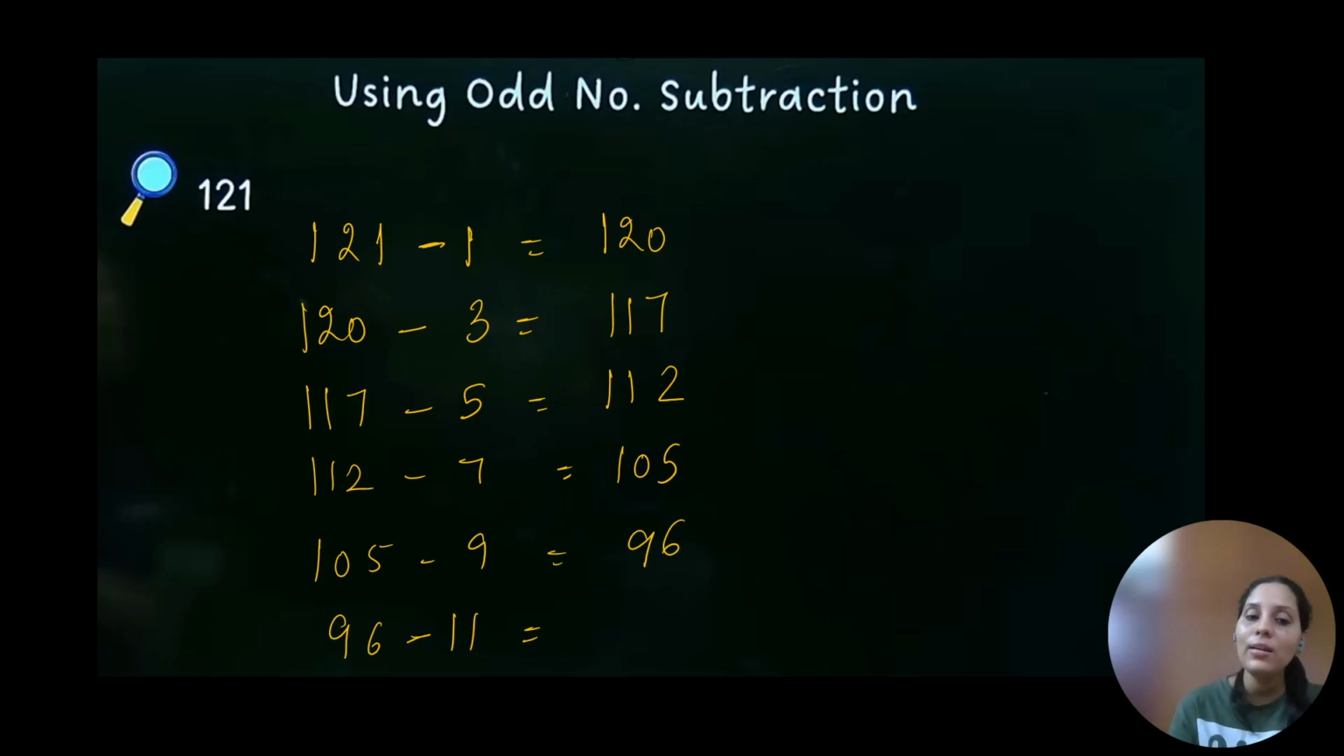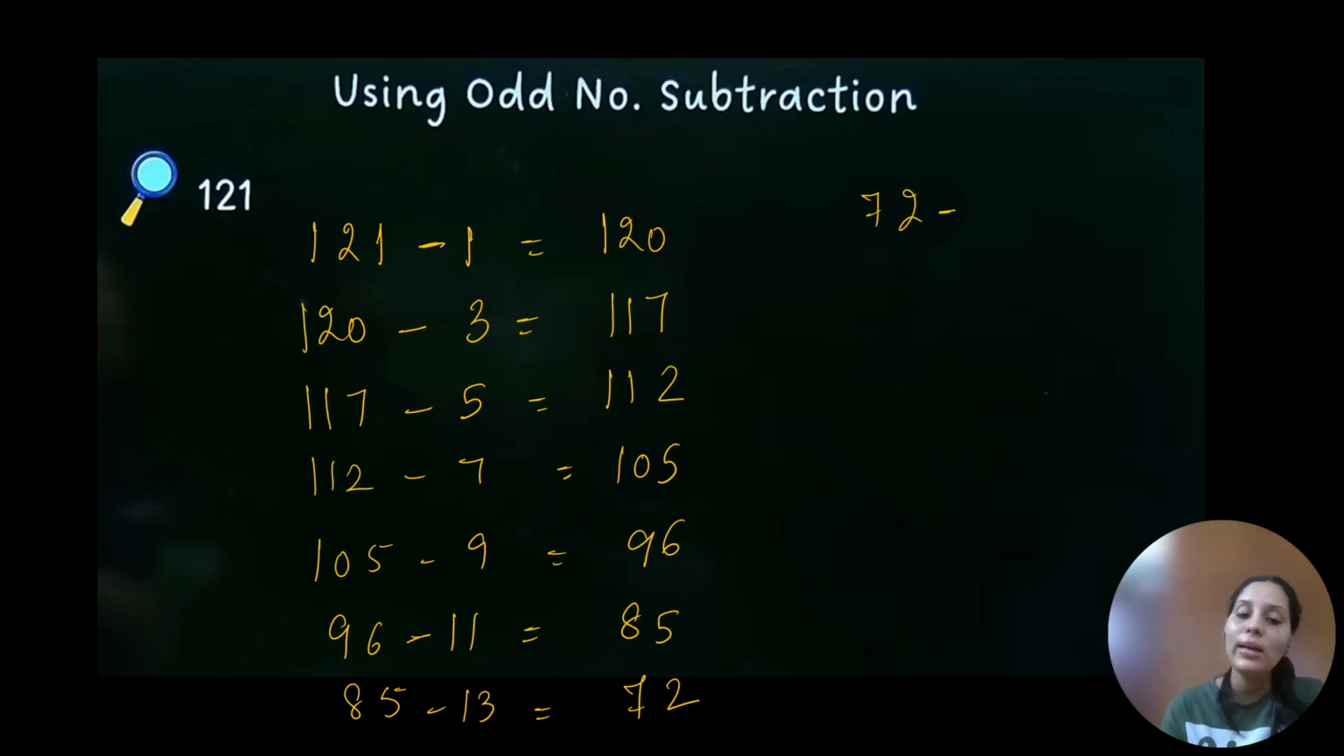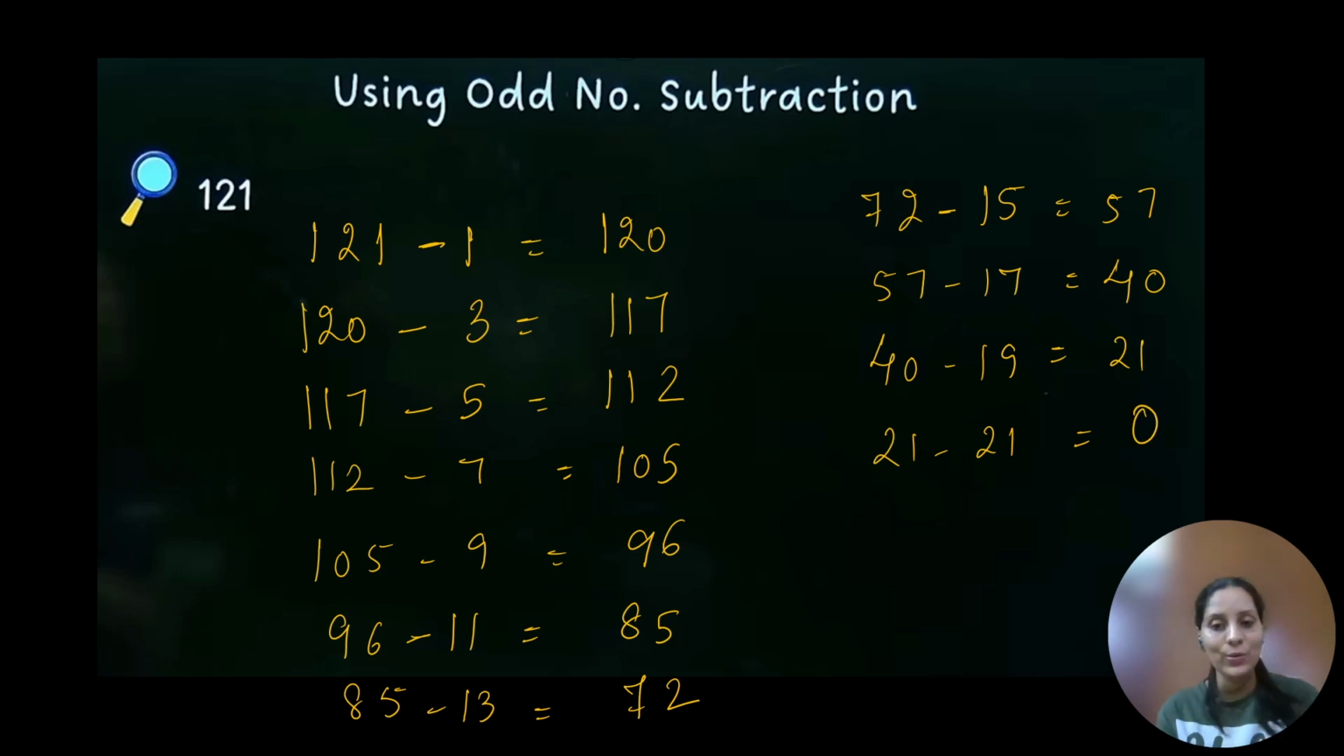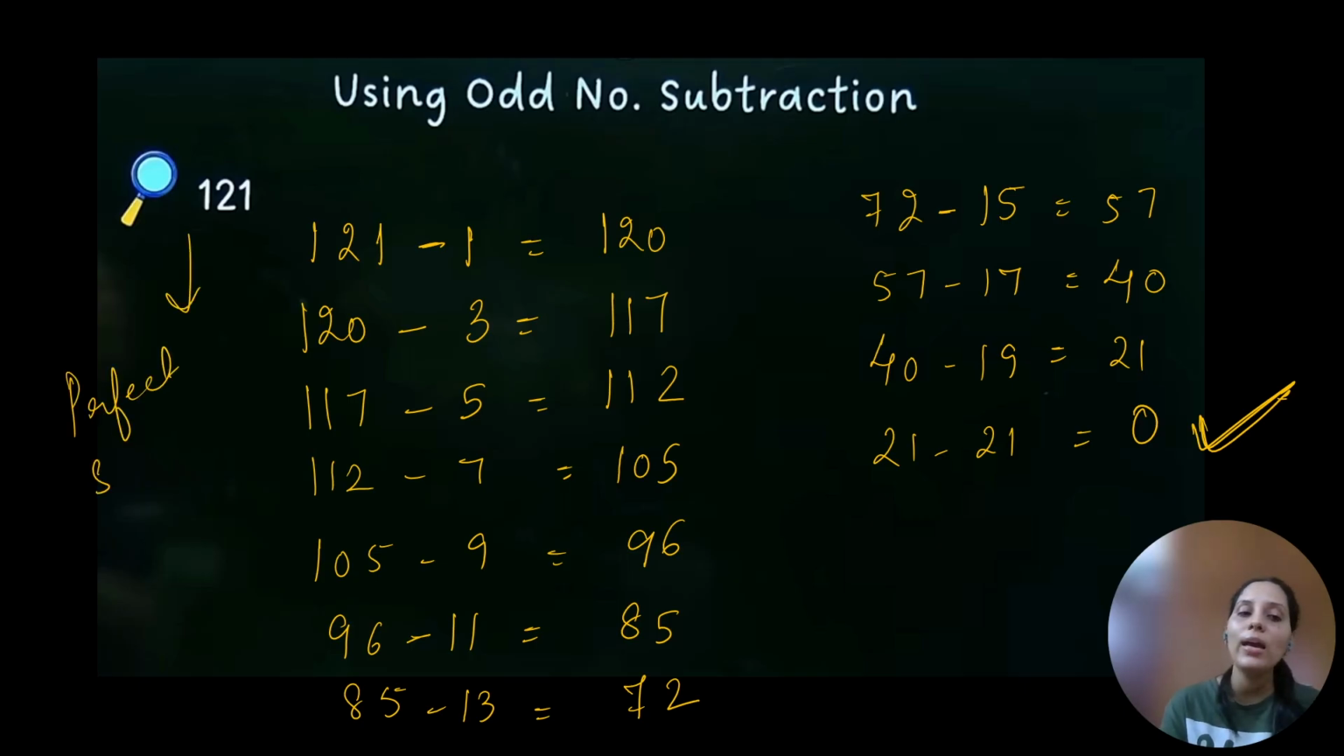96 minus 11 will be 85. 85 minus 13 will be 72. 72 minus, after 13 it's 15, is going to be 57. 57 minus 17 is 40. 40 minus 19 is 21 and 21 minus 21 is 0. So if you end up having a 0, that means it is a perfect square. If you get a 0, it's a perfect square.